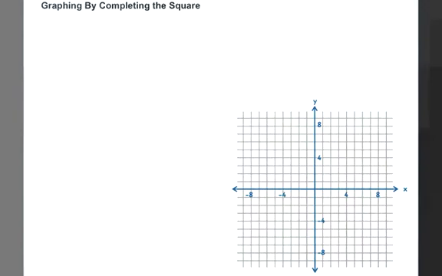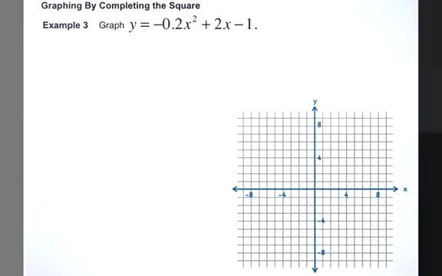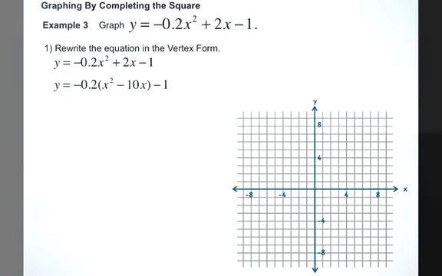We'll now graph again by completing the square. Looking at example 3, we're going to graph y equals negative 0.2 x squared plus 2x minus 1. We'll first rewrite the equation in vertex form. Here it is in standard form: y equals negative 0.2 times (x squared minus 10x) minus 1. So we've factored out negative 0.2.